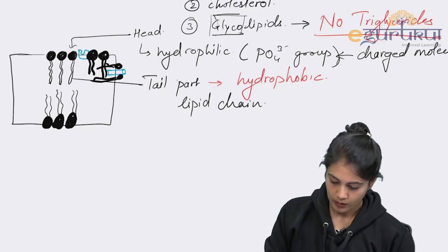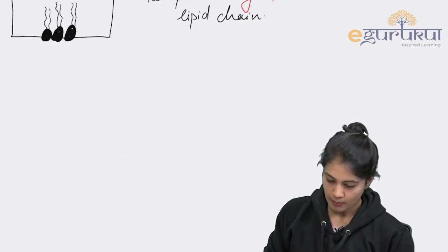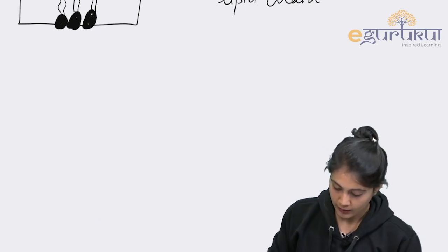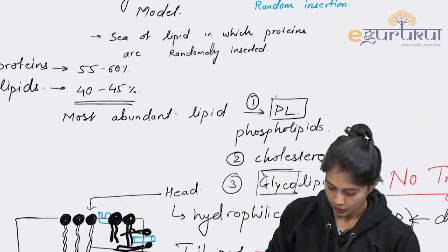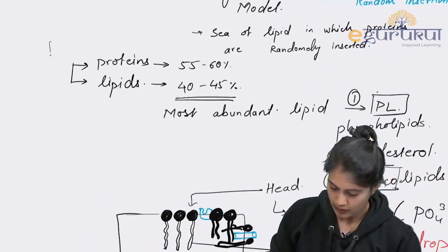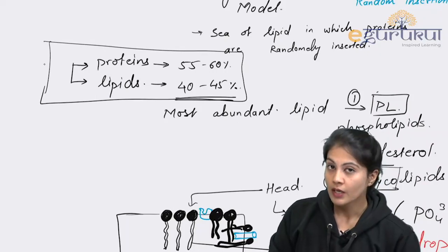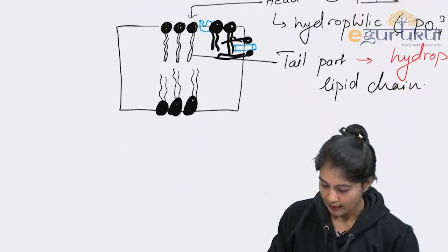Okay. Now, when we know the structure, let's discuss some functions of the cell membrane. First thing first, it contains two major parts. You should not forget this point. This is very crucial. Whenever the examiner is giving marks, he will see whether you wrote this point or not. So, proteins and lipids.